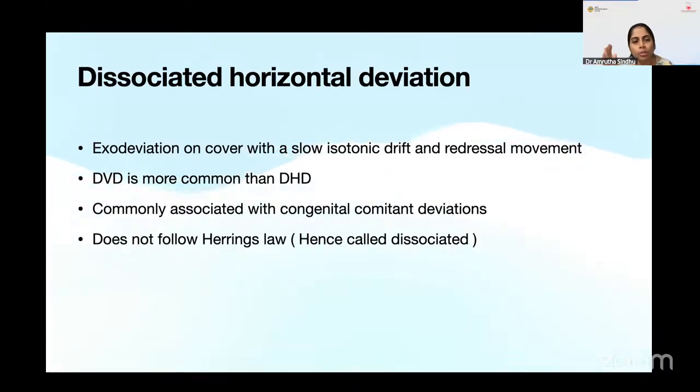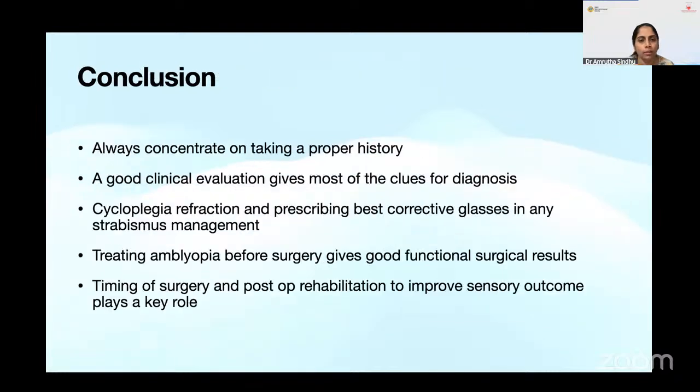One point you have to remember about DVD or DHD is that it does not follow Hering's law. Hering's law is nothing but when some amount of impulse goes to one muscle in one eye, the same amount of impulse goes to the yoke muscle in the other eye. So it shows the deviation. But here, since it is dissociated, you see only one eye showing the deviation. That is why it is called dissociated vertical deviation or dissociated horizontal deviation.